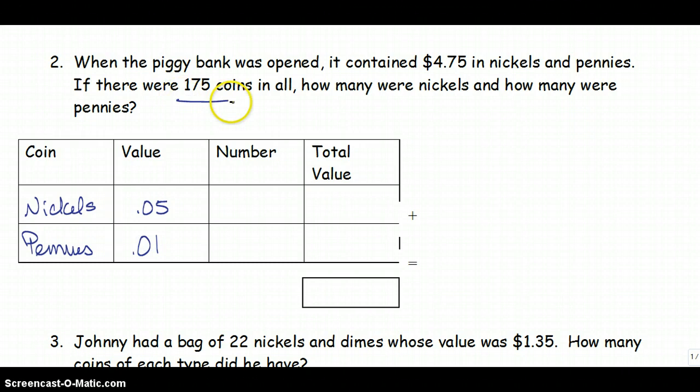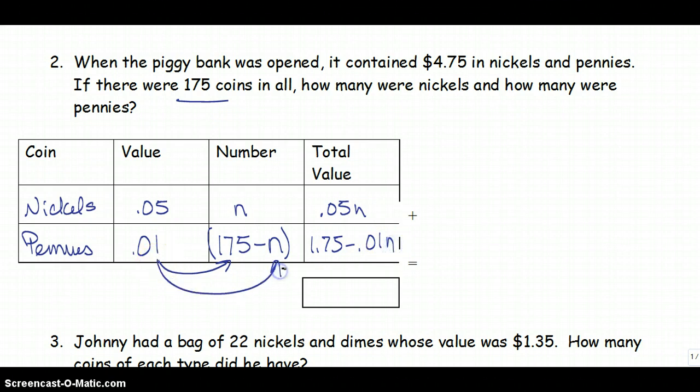Now they give me the total number, so I'm going to say that I have n nickels. If I have 175 coins in all, if I take out the nickels, I'm left with the pennies. The total value is the value of a coin times the number of the coin, so I have 0.05n. And I distribute over here, so I have 1.75 minus 0.01n when I distribute it to the negative n. And all of that together is going to give me $4.75.